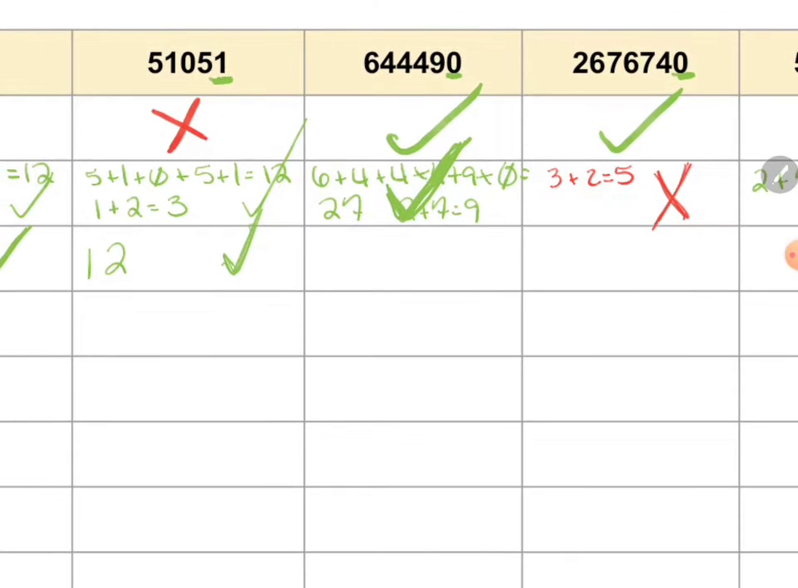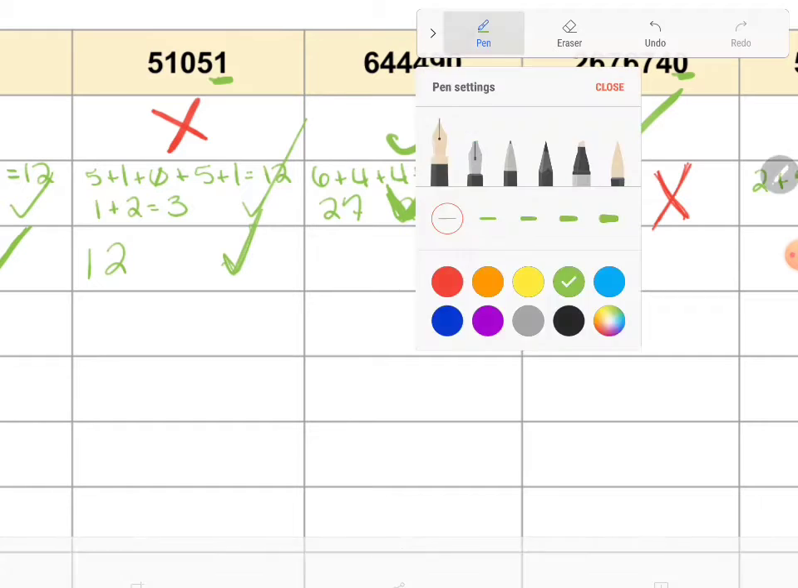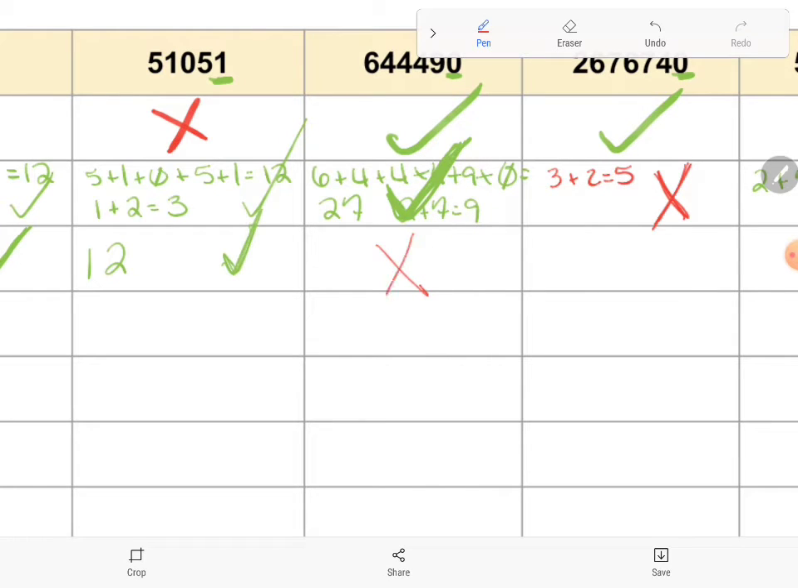Next, we're going to do 6 plus 4 plus 4 plus 4 plus 9 plus 0, which is 27. 27 is not divisible by 4. Therefore, let me fix this real quick. Therefore, it will not be divisible by 4. The whole number will not be.